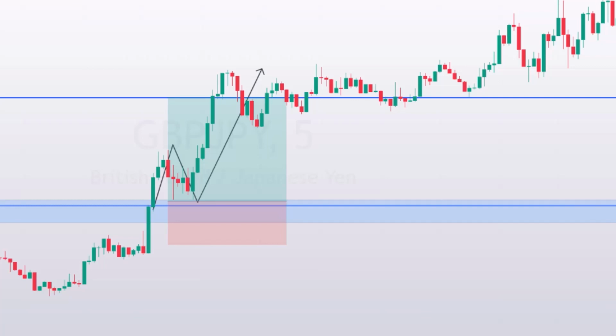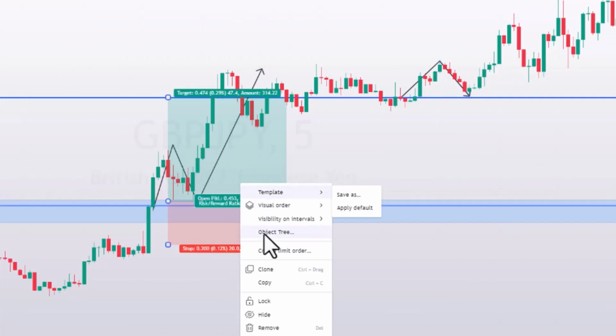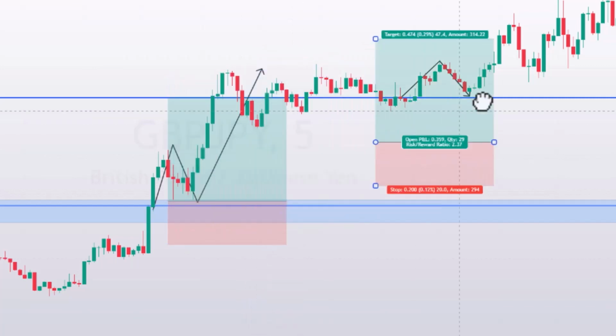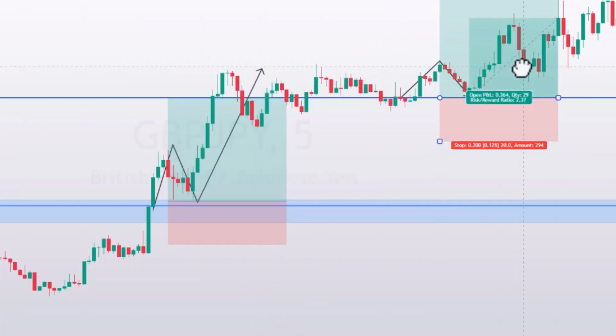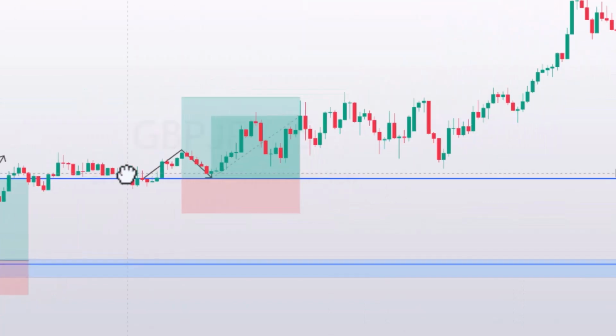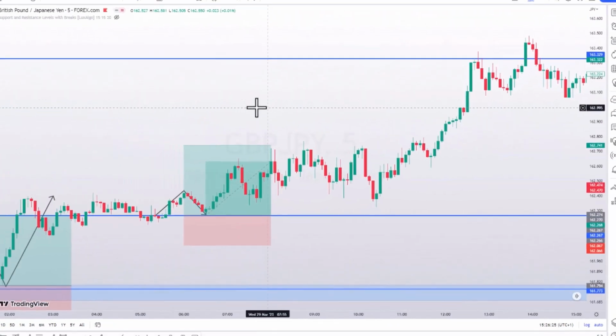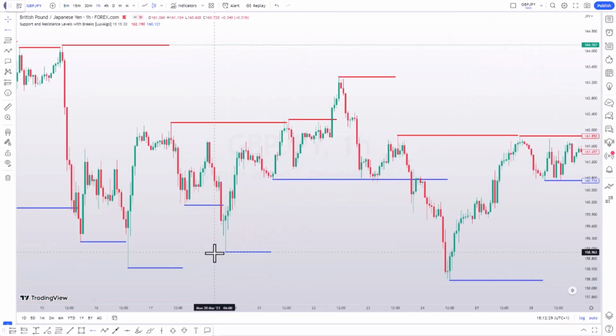As you can see here, price broke to the upside. Upon coming back to retest, right there is another perfect entry opportunity. Just clone this guy. And right from there, you see, price then moved to the upside. Let's say, for example, this level here.